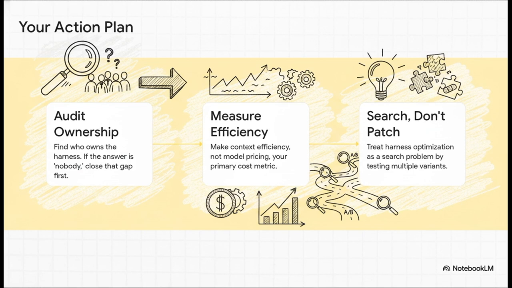Second, measure what matters. Shift your main cost metric away from just model pricing and onto context efficiency. That's where the real money is being spent. And third, search. Don't just patch. Stop trying to fix your one-off, handwritten harness forever. Instead, treat it like a search problem. Deliberately test different versions and log everything.